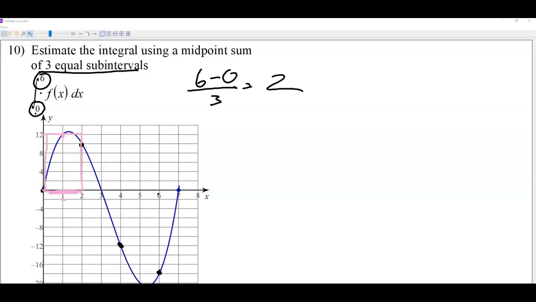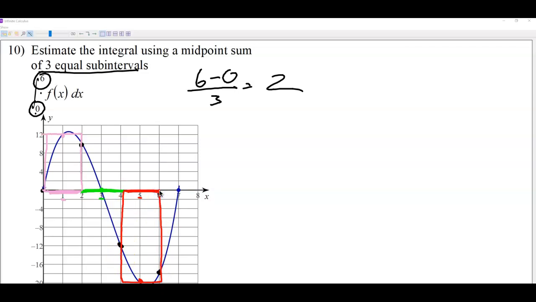My next rectangle is going to go from 2 to 4. Now the middle x value between 2 and 4 is 3. The height at that point is 0, so I have a 0 height rectangle. The next one is going to go from 4 to 6. The middle x value for that is 5, so I'm going to go down on my curve to where x equals 5, and I'm going to draw a rectangle out of that.